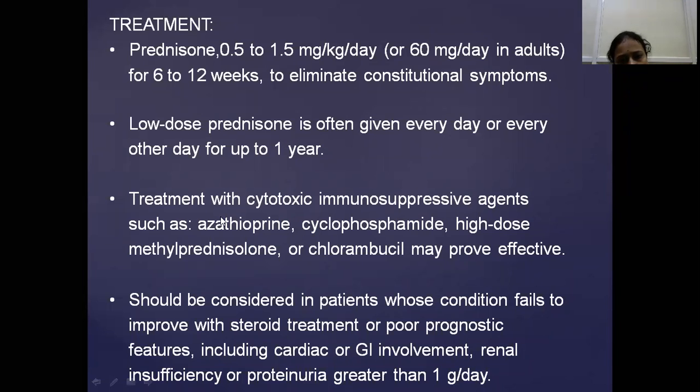Treatment with cytotoxic immunosuppressive agents may also prove effective. Those are azathioprine, cyclophosphamide, high-dose methylprednisolone, or chlorambucil. These should be considered in patients whose condition fails to improve with steroid treatment or who have poor prognostic features, that is multi-organ system involvement, including cardiac, GI, or renal involvement. In that case, we should combine steroids with cytotoxic immunosuppressive agents.